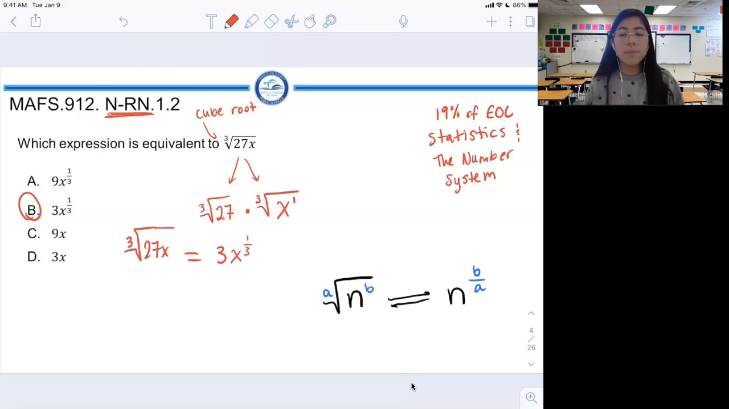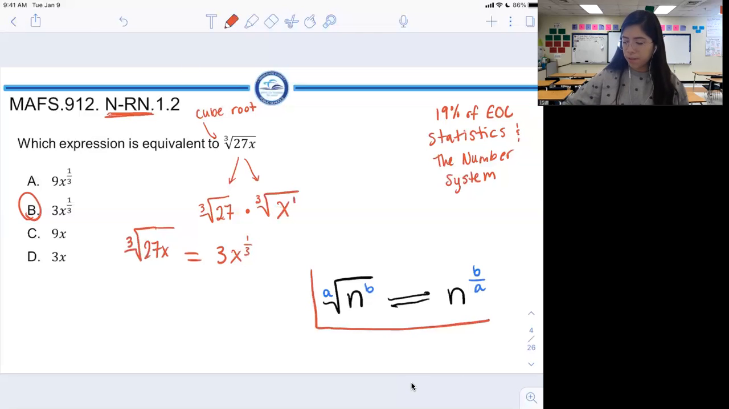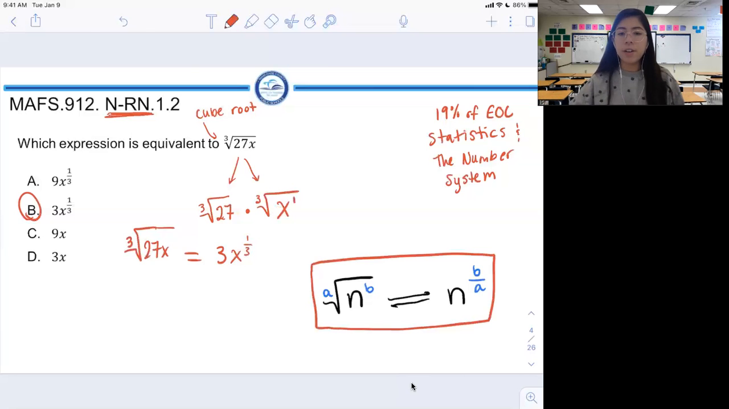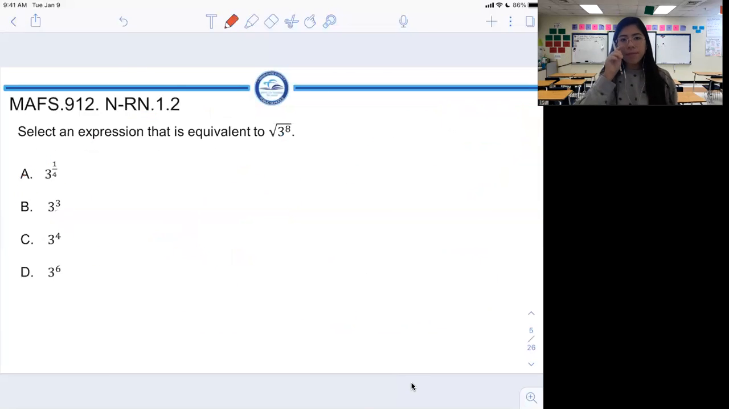We're going to do a couple more, but we're going to get used to being able to switch from one to the other. And this right here, if you want to take a picture of it, or write it down in your notebook, that's one of those things you can just memorize. You can look over it over the weekend and memorize it. Here's another one. I want you guys to try this one now. See if you can figure this one out.